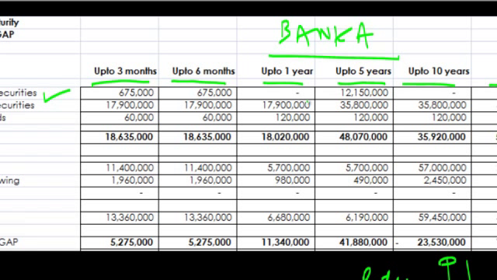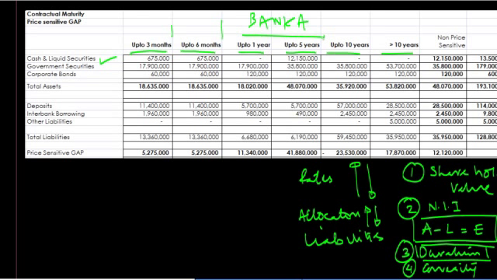So each of these buckets covers the amount that's within 3 months, between 3 months and 6 months, between 6 months and 1 year, between 1 year and 5 years, up to 10 years, and then greater than 10 years. If you look at this, we've got about $675,000 in cash and liquid securities that will mature in 3 months. We've got about $17.9 million in government securities that will also mature in 3 months, and about $60,000 in corporate bonds that will also mature in 3 months, for a total asset maturity of about $18.635 million.